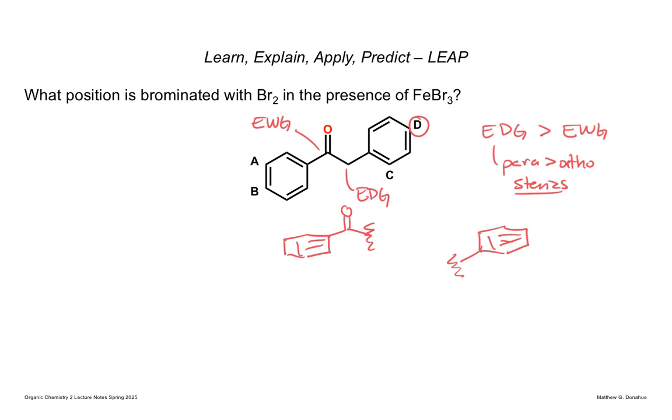So if you were to run this reaction, in reality, are you only going to get reactivity at position D? Probably not. You're going to get a mixture of a little bit from C, but the major is going to come from D. Question?